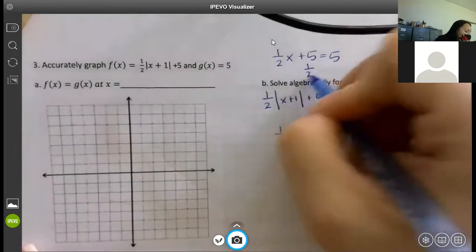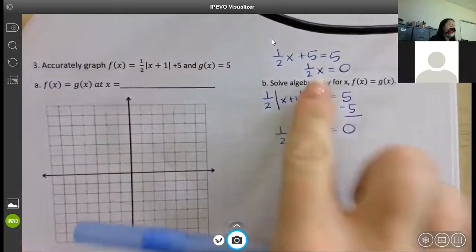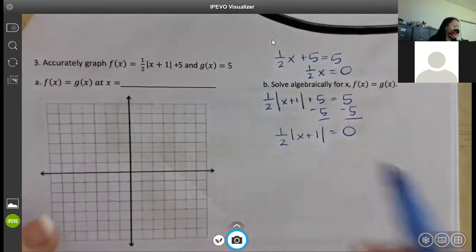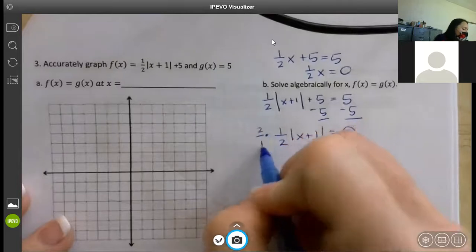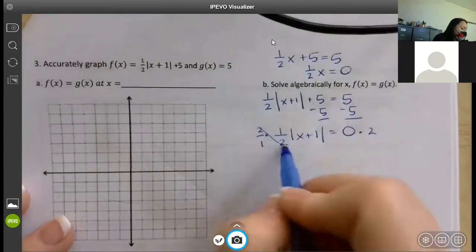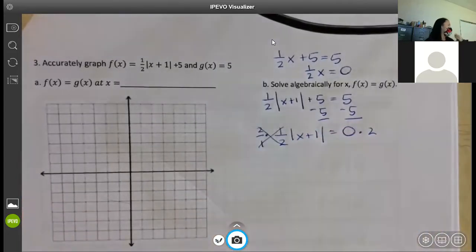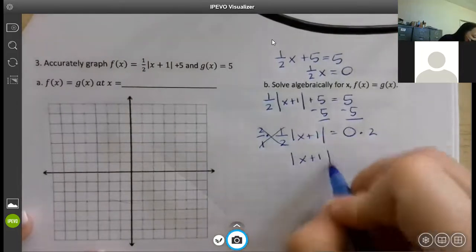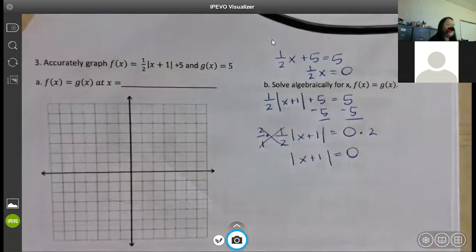So now we have 1/2 x equals 0. You would either divide by 1/2 or I flip and multiply. It's up to you, whichever one you want to do. I like to flip and multiply by 2. But again, if you want to divide by 1/2, that's fine. It's all the same. And that leaves me with the absolute value of x plus 1 is equal to 0. So that was step 1, get absolute value by itself.